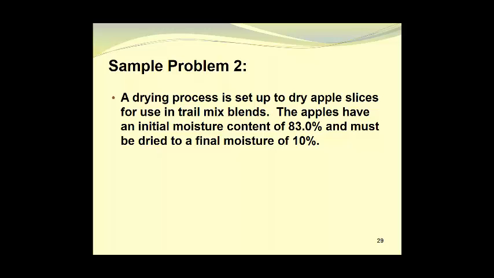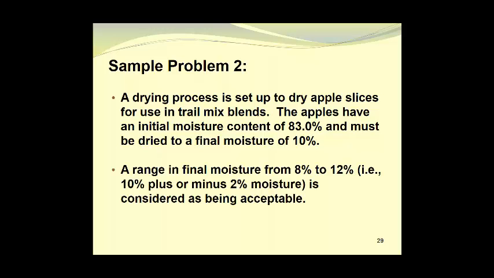The apples have an initial moisture content of 83.0% and must be dried to a final moisture content of 10%. A range in final moisture from 8% to 12% is considered as being acceptable, and this represents the target moisture of 10% plus or minus 2% moisture.